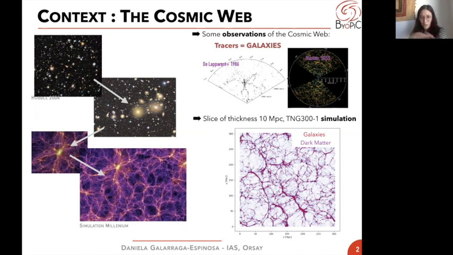In the lower right part of the slide, I plotted a slice of a simulation, and there we can clearly see the structures of the cosmic web. So we have filaments, clusters, and voids. In purple we have dark matter, and the red points are galaxies that follow the skeleton of dark matter.